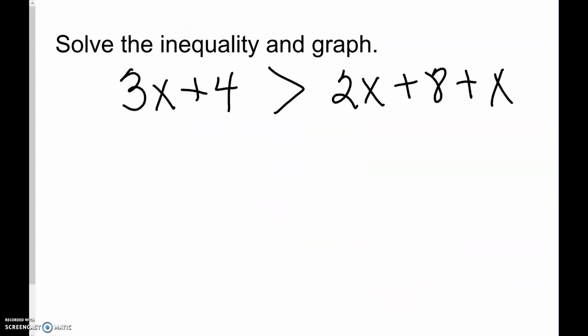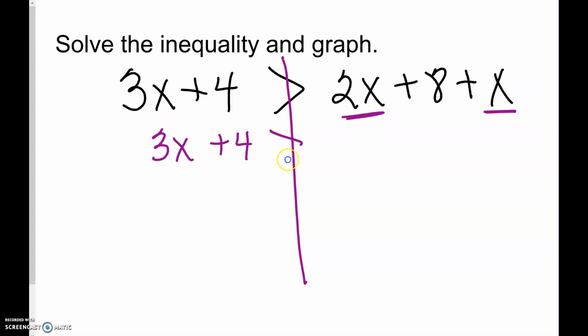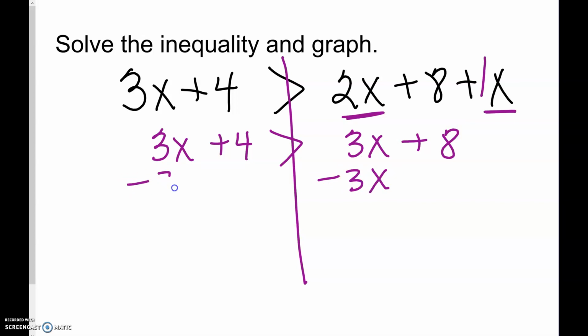All right, last question on the review for today. Looks like we have nothing to simplify over here. Looks like this x and this x are on the same side, so I'm going to just add them together. So 2x plus 1x is 3x. Now I'm going to get my x's together. So I'm going to subtract 3x.